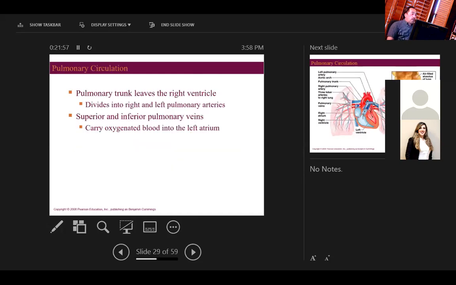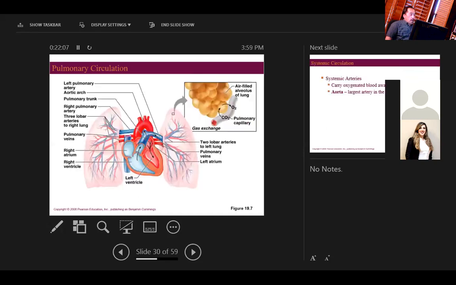Now, the pulmonary circulation is the one that leaves the heart, goes into the lung, and then comes back through the left side of the heart. That's called your pulmonary circulation. Now, this is what it looks like, okay? The pulmonary circulation comes out through the pulmonary artery and goes into the lung. I'm just tracing one side of that pulmonary artery, okay?